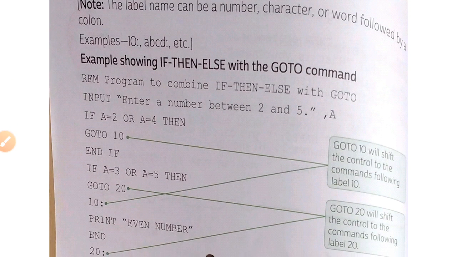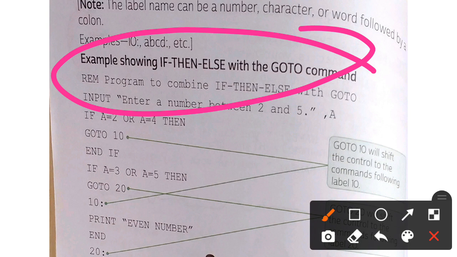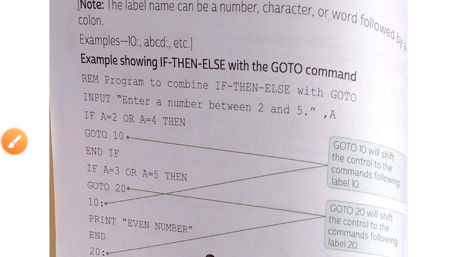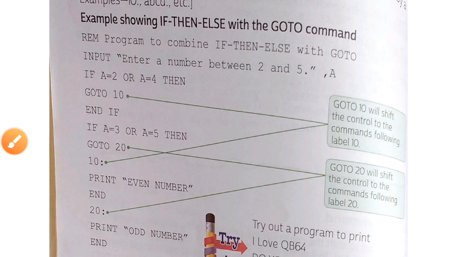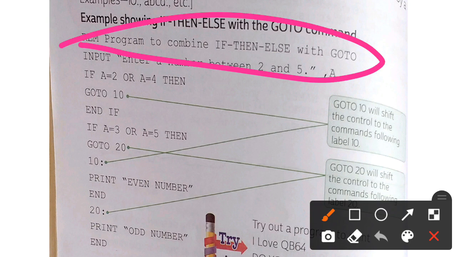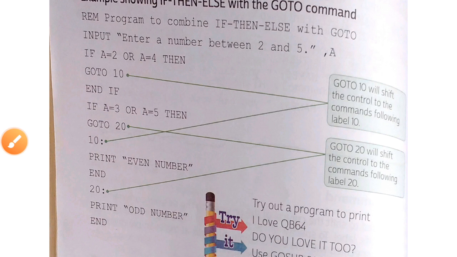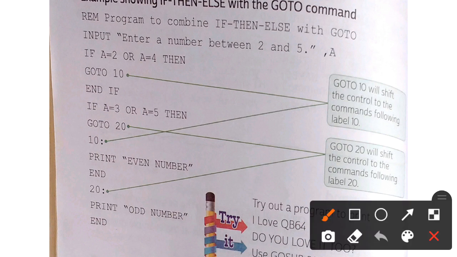Then we have an example showing if then else with the go to command. मतलब we have taken both the commands if then else and go to in a single statement or single example, you can say. REM program, REM मतलब remarks, I have told already. Then you have input a number between 2 and 5. So what you have to do is enter a number between 2 and 5.